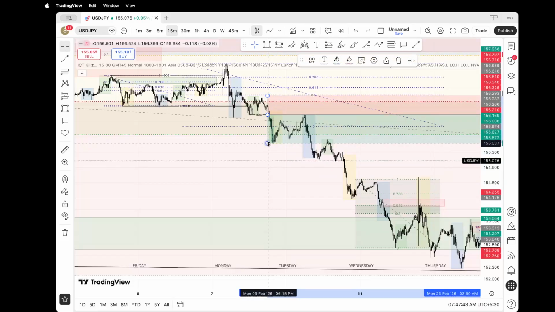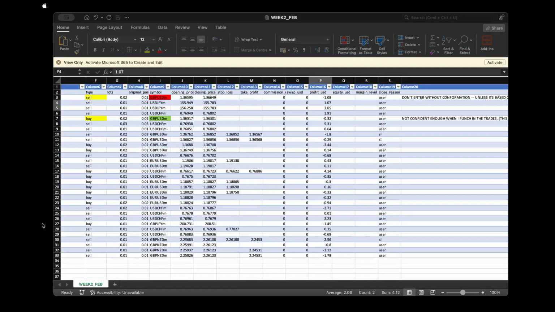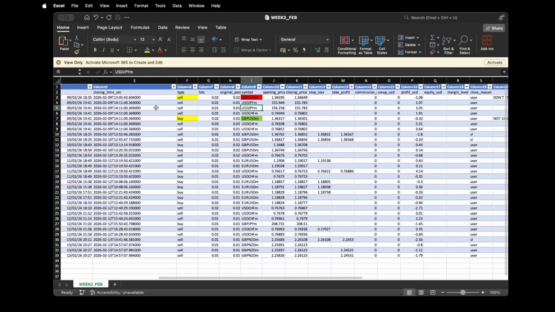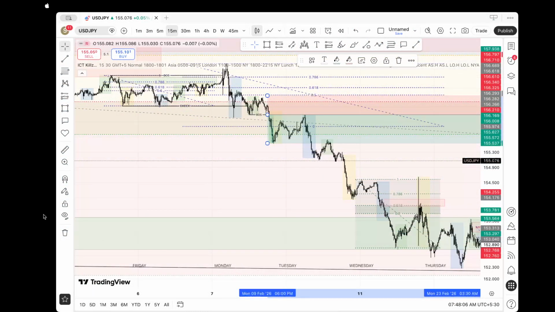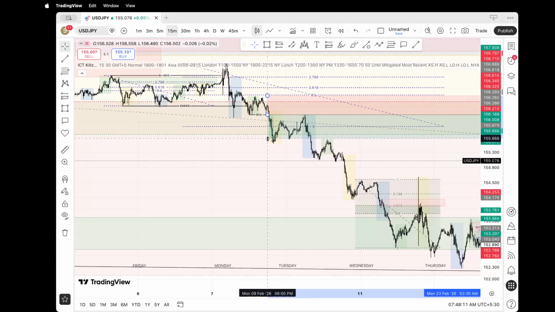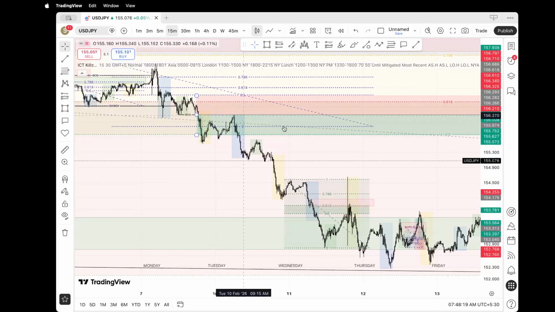155.537. Let's switch to Excel. USD JPY 155.537. Okay, opening price 155.783. Let's switch back. Man, I've just booked this much of profits. That is so bad.